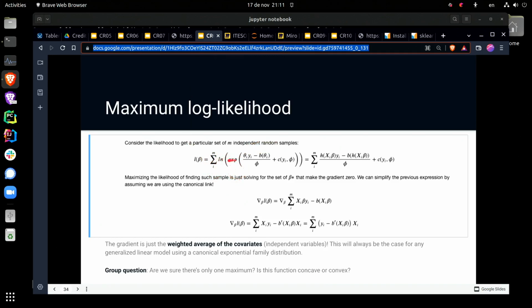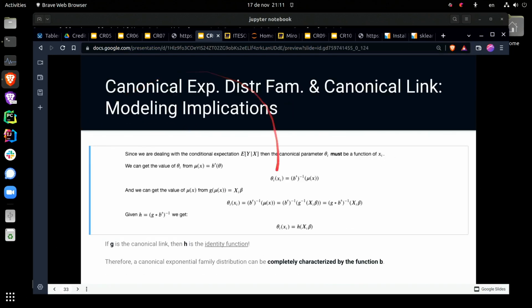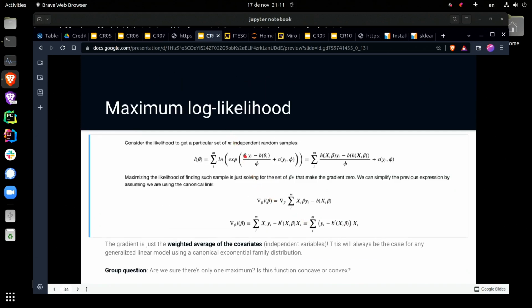Now the logarithm actually cancels out with the exponential in here, and we are left with this representation. And since we already know by the canonical link the parameter of the distribution, we can replace it directly by the combination of the independent variables. So instead of using the parameter here, we can use directly the combination of these independent variables. So this is what we're going to be working with.